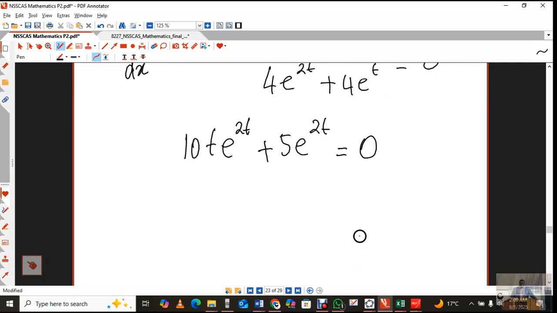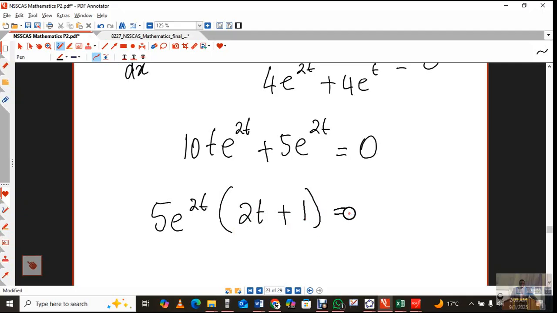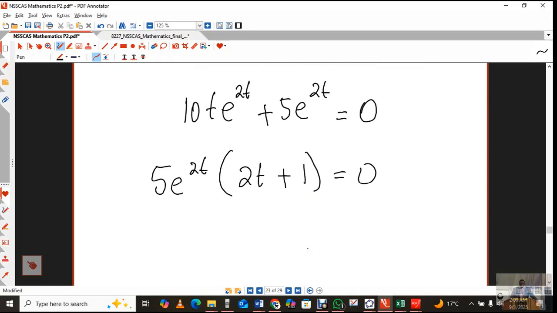Alright, what is it that we can take out? We can take out 5e to the 2t, that is going to be 2t plus 1 is equal to 0. Then I have got 5e to the 2t is equal to 0, or 2t plus 1 is equal to 0.